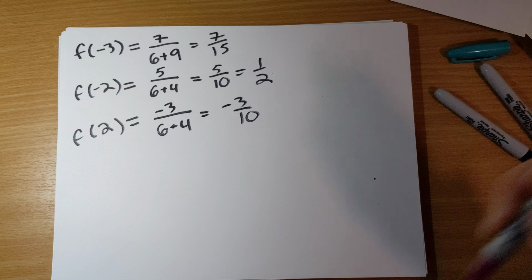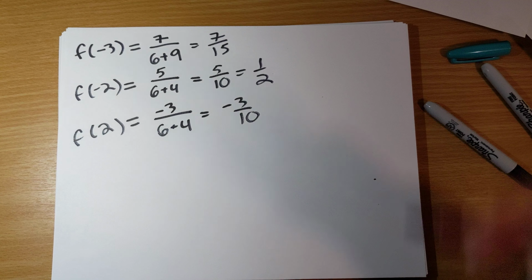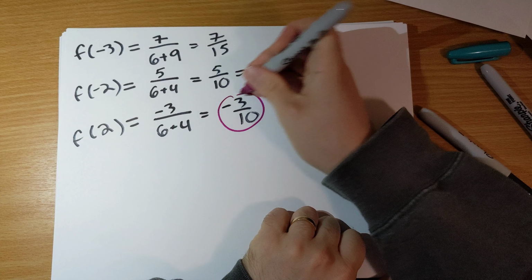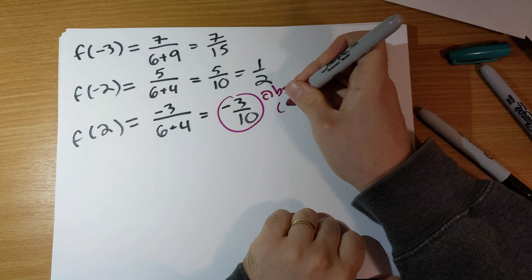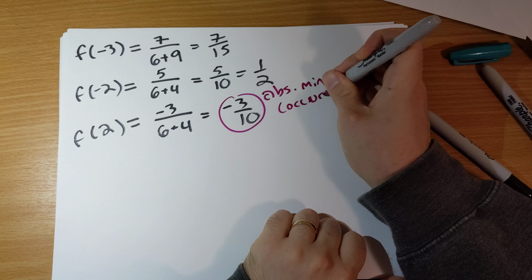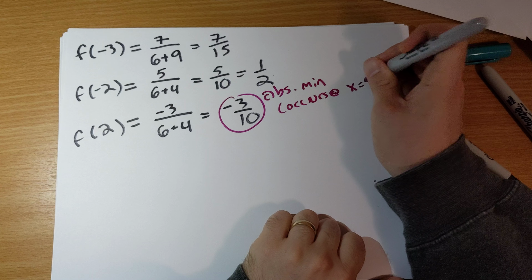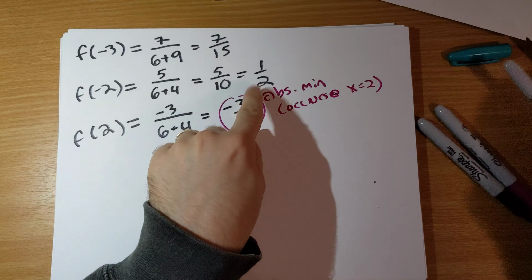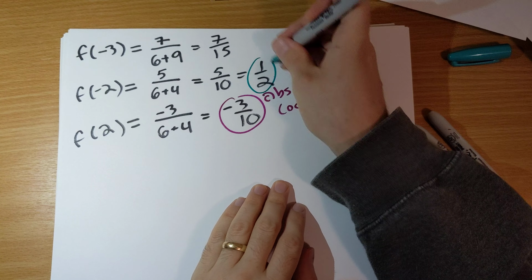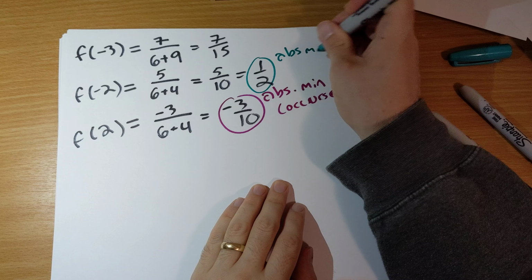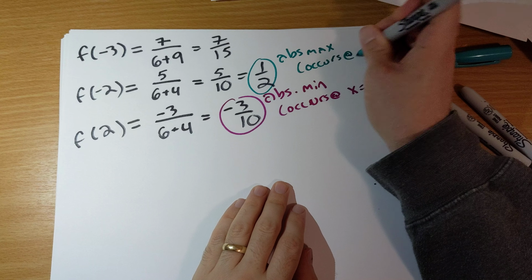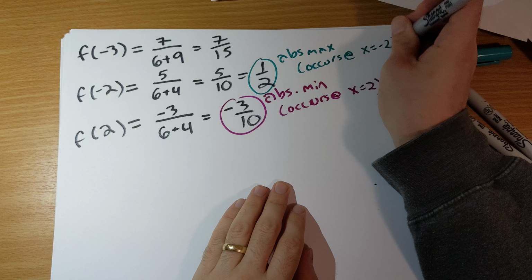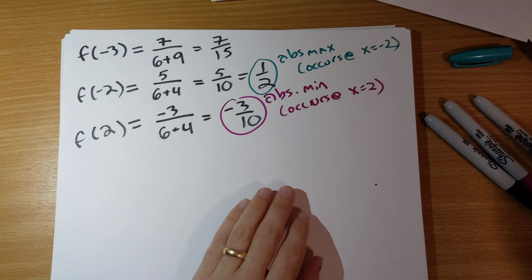So what is our final answer here? This is the smallest. This is the absolute min. It occurs at x is equal to 2. And 1/2 is bigger than 7 over 15, so this is the absolute max. And it occurs at x is equal to -2. So that's how we do this problem.